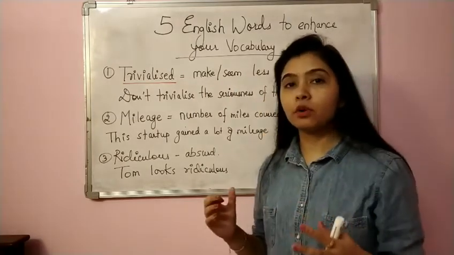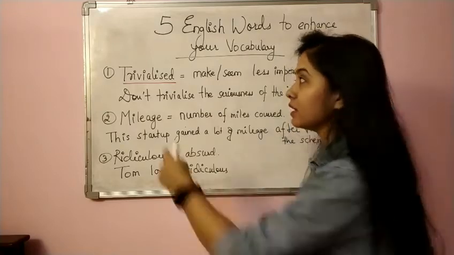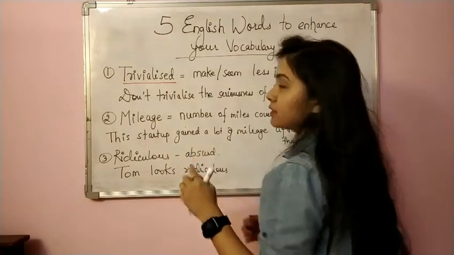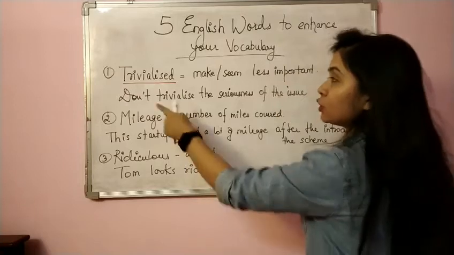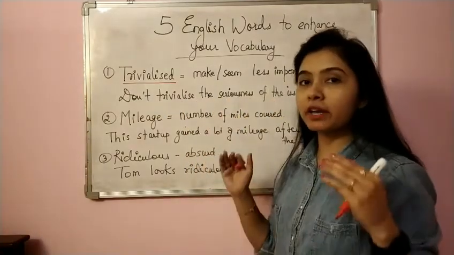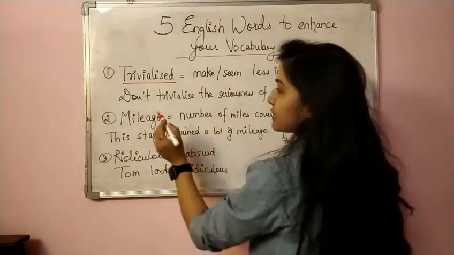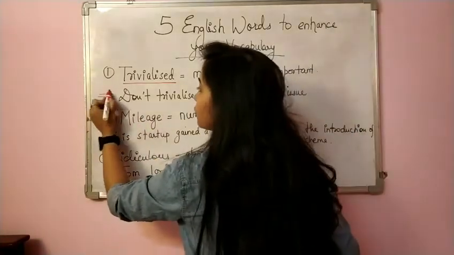किसी चीज को जितना वो important है, उससे थोड़ा कम important बना देना is known as trivialized. And the sentence that we can make out of it is, don't trivialize the seriousness of the issue. इस issue के seriousness को कम मत करो. So this is the sentence that you can formulate out of trivialized.